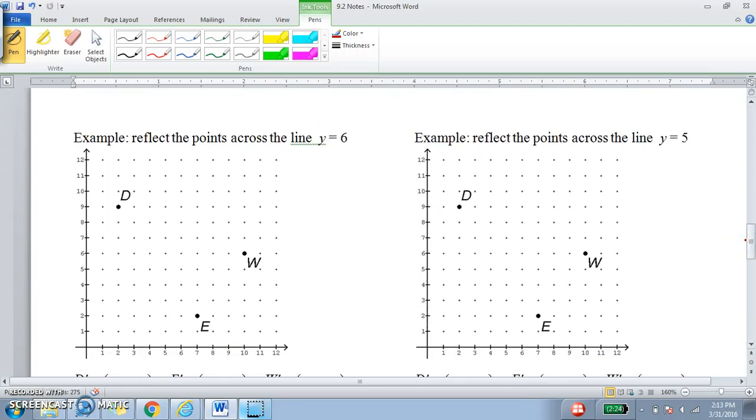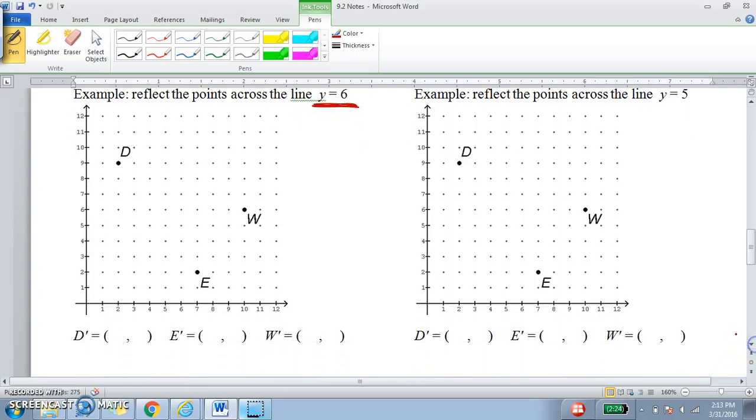All right, reflect the points across the line. So now we're reflecting across a different line. The line y equals 6, first of all, we need to figure out what kind of line that is. Y equals is going to cross the y-axis, remember that. So it's going to be the opposite of what the y-axis is. The y-axis is vertical, y equals is going to be a horizontal line at 6. So it's going to be right here.